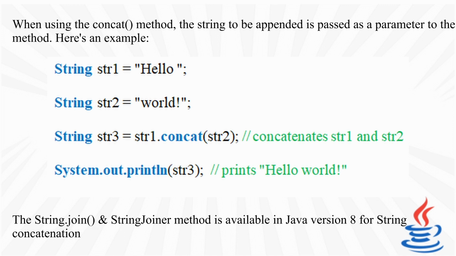It's worth noting that when concatenating strings using the plus operator, a new string object is created every time. This can be inefficient if you need to concatenate many strings, as it can lead to a lot of unnecessary object creation. To avoid this, you can use a StringBuffer or StringBuilder object, which are designed for efficient string concatenation. The String.join and StringJoiner methods are also available in Java version 8 for string concatenation.